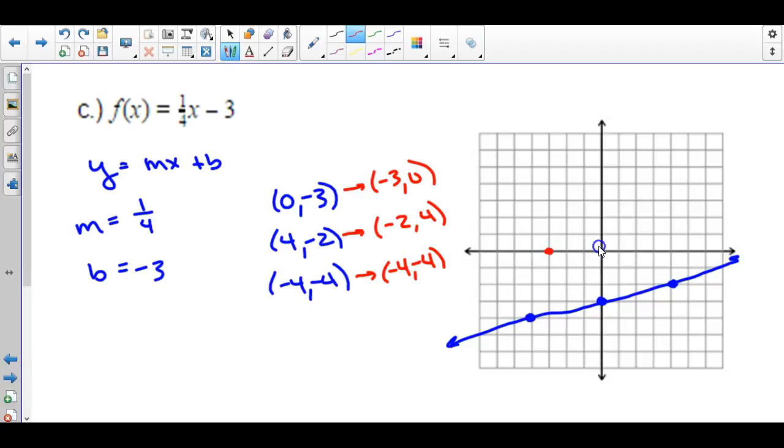Here's my -3, 0. I have my -2, 4. And then I also had the one that was down here already, the -4, -4. Then I can just draw in my line going through those. This is going to represent my inverse graph, which even though it's linear, it's still going to look like a reflection over this line, y equals x.